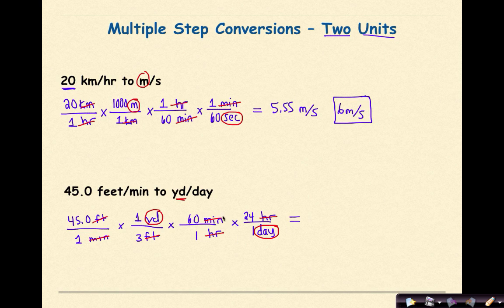Since I have the proper units now, I can do 45 times 1 times 60 times 24 divided by the collective 3. If I put that into my calculator, I get for my answer 2.16 times 10 to the 4th yards per day. I can keep it just as it is because I start with 3 significant figures and I end with 3 significant figures. Of course, if you're more comfortable, you could keep it in standard notation. I'm just more of a fan of scientific notation. To me, it looks a little bit more organized.